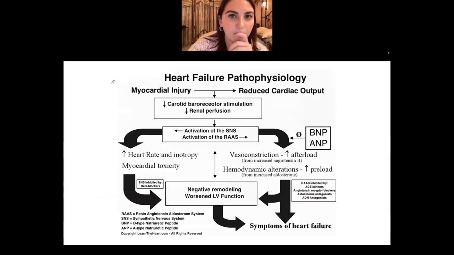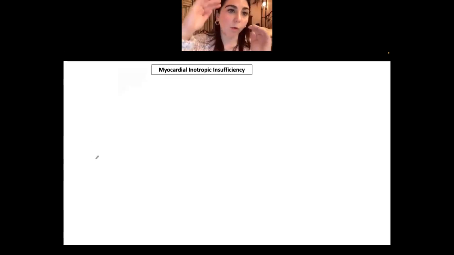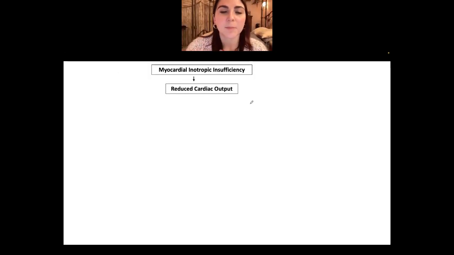Usually if you look up heart failure pathophys, you see crazy arrows and all sorts of things, and you're just like, what the heck is happening? So to make this a little more digestible, I wanted to walk you through it. The first thing that happens in heart failure is decreased cardiac output. That always happens with heart failure. This slide is more of a systolic heart failure presentation, but overall, decreased cardiac output is the same thing. So we have this inotropic insufficiency, which leads to reduced cardiac output.